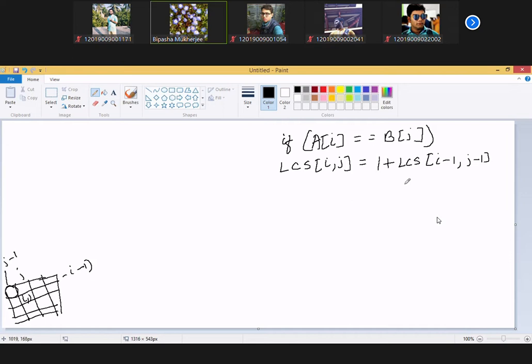So if both are equal, then the entry of this matrix i, j will be 1 plus LCS i minus 1, j minus 1. So whatever value is available here, that would be added, if both are equal. So LCS i, j.